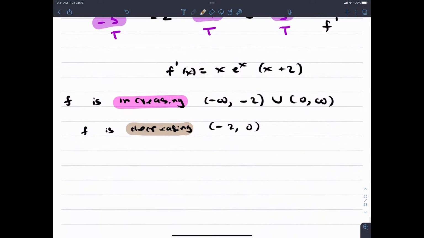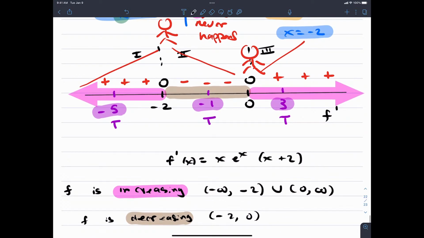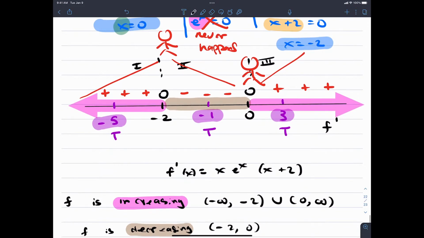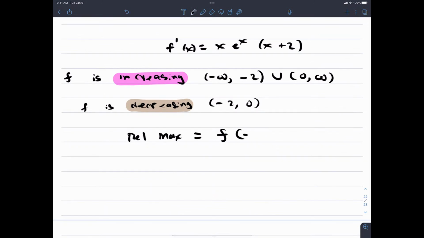What can we say? f, what's the relative max? The relative max of this function is equal to f of what number? See what you guys think. Where do you have a relative max? At what? At -2? But that's not the relative max, so be careful. It happens at -2. You're going to have to find the value of that function.